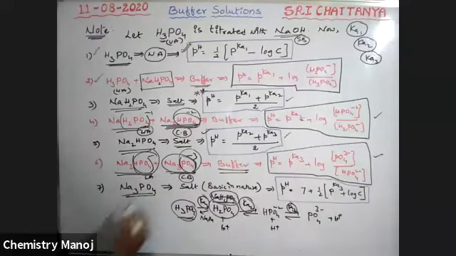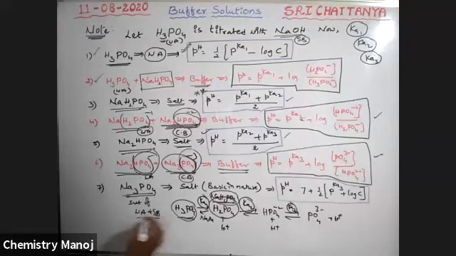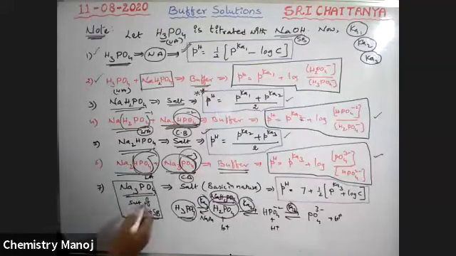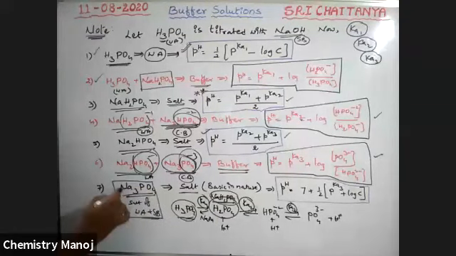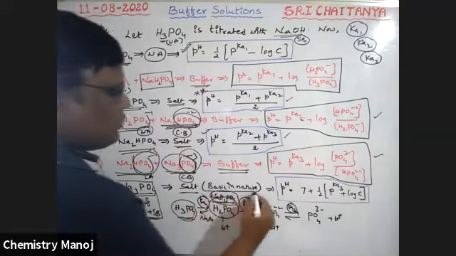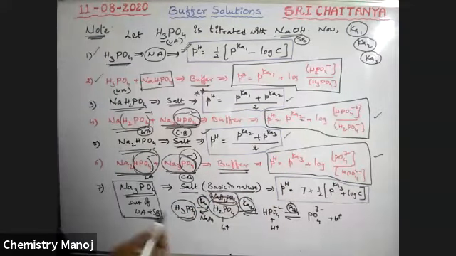At last, Na3PO4 is available. This Na3PO4 is nothing but the salt of a weak acid plus a strong base, and no further dissociation takes place. It is a pure salt, not an acidic salt. So it is formed by the combination of a strong base and a weak acid. Finally, the solution is basic in nature.